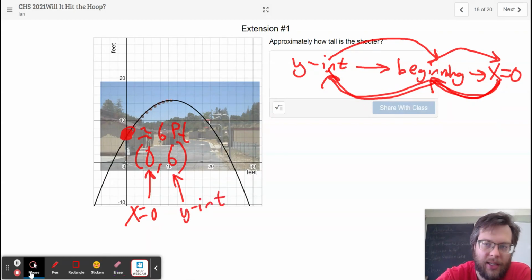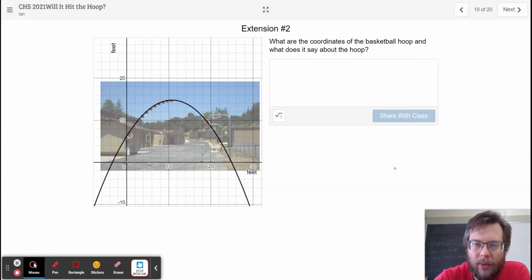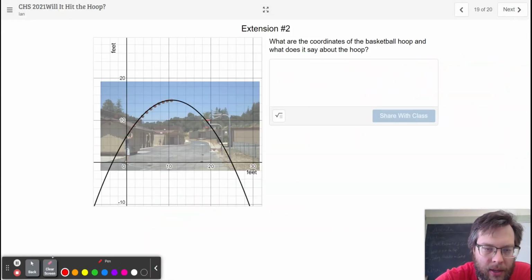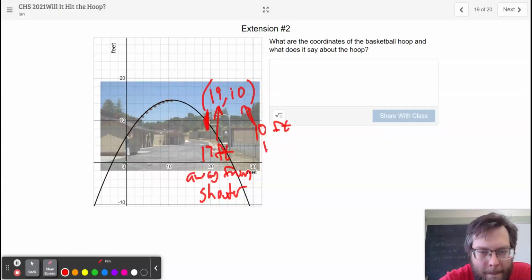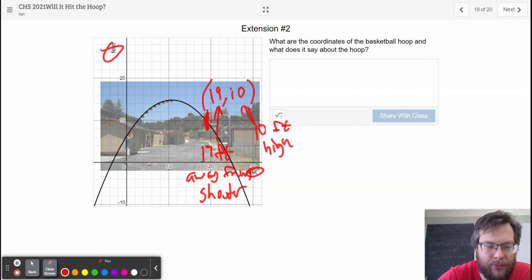On slide 19, we can find the coordinates of the basketball hoop. I would estimate that the coordinates of the basketball hoop, right there in the middle of the hoop, would be something like (19, 10). And that just means that it is 19 feet away from the shooter and that it is 10 feet high. Because that's what the x and the y coordinates stand for on the graph.